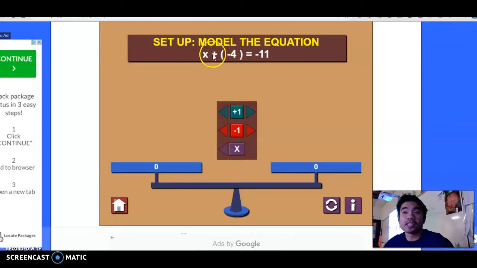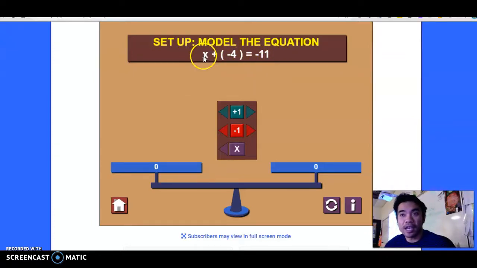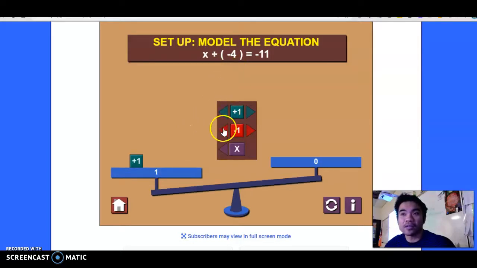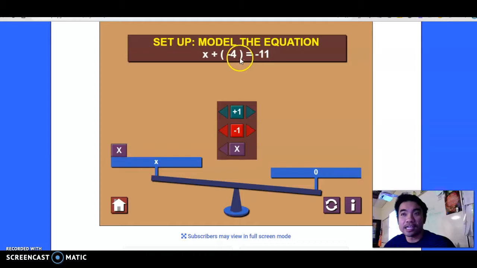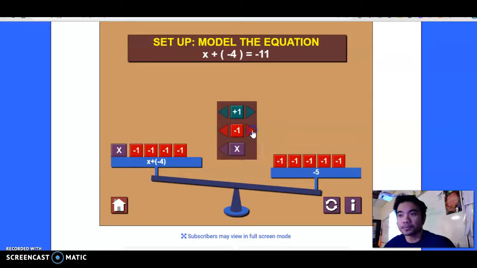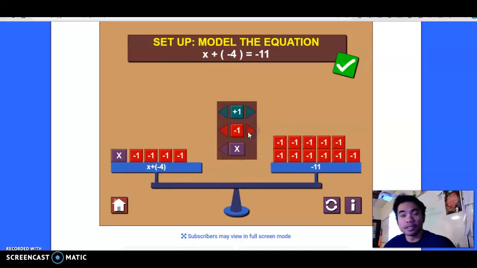So, in this case, if you look at this equation, x plus negative 4 equals negative 11. So, what is going to be on the left side? X and negative 4. So, let's do that right now. Oh, sorry, I made a mistake. Don't worry about that. Alright, I need to have x, and I need to get negative 4. Negative 1, 2, 3, 4. And then my right side, what should I have on my right side? Negative 11. See, look, the beam is balanced now.